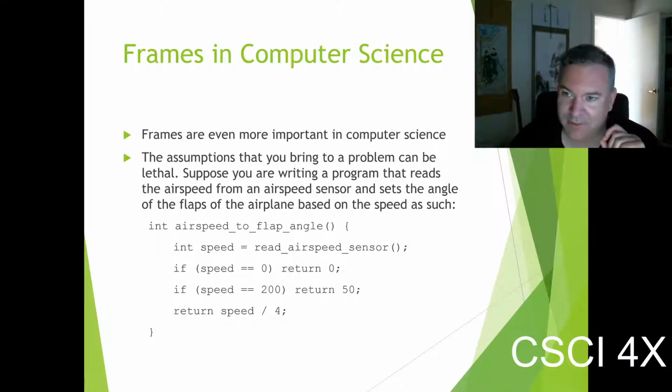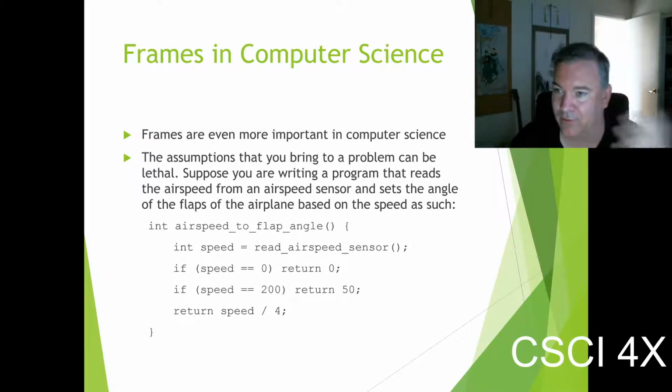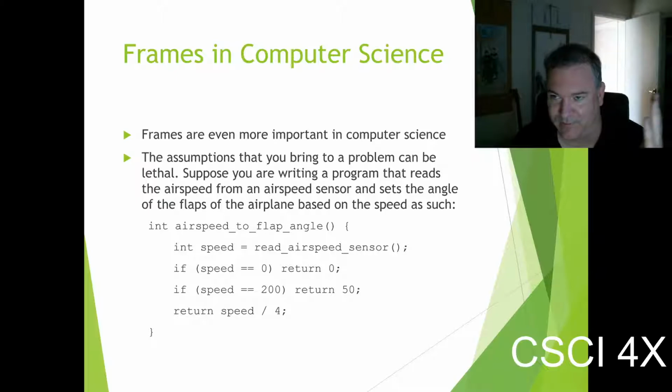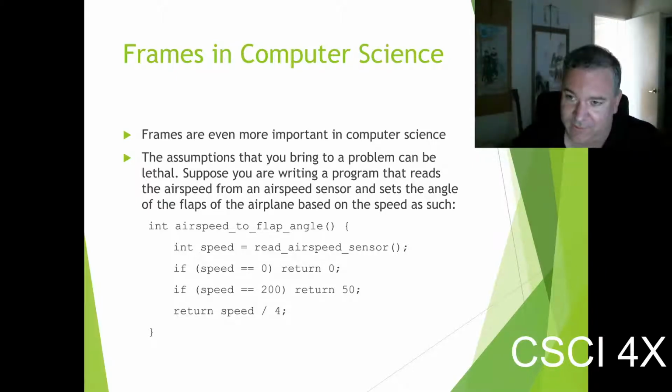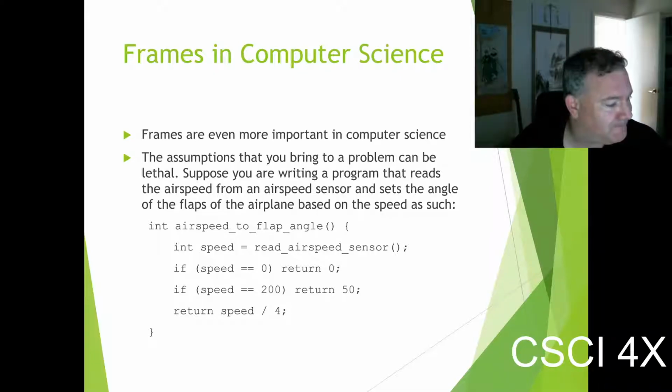What if you don't reach 200? I don't know. I think the code is actually correct for between 0 and 200. Just for the sake of argument, it's correct for between 0 and 200. So if you had 100 miles an hour, it's 25 degrees. An airplane going in reverse, left to see it.